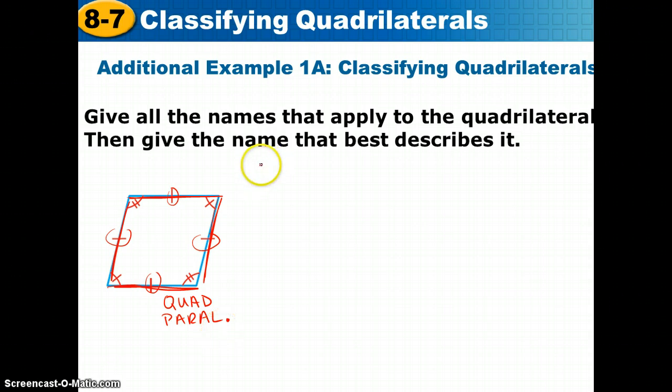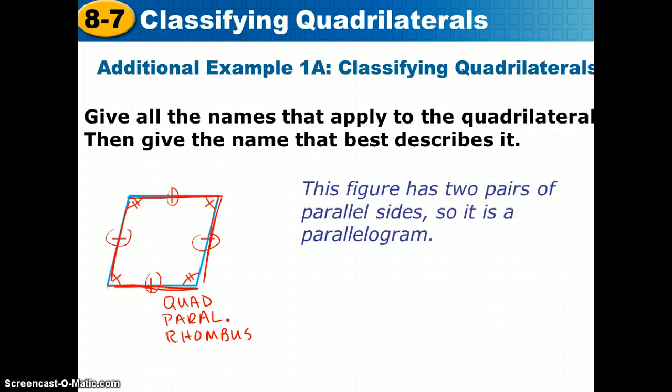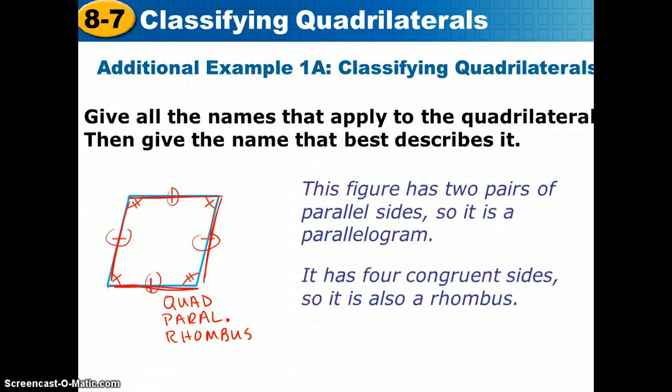So we have quadrilateral down to parallelogram. Now we're going to branch off. Is it a rectangle? No, rectangles have to have all right angles. So we need to branch the other way. It must be a rhombus because we have 2 sets of parallel sides and all 4 sides are congruent. So let's see. It is a parallelogram and it is a special parallelogram called a rhombus.